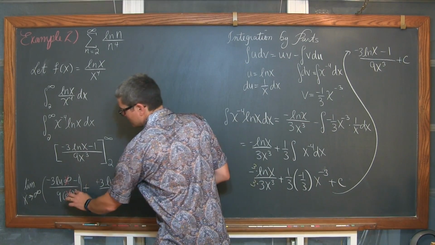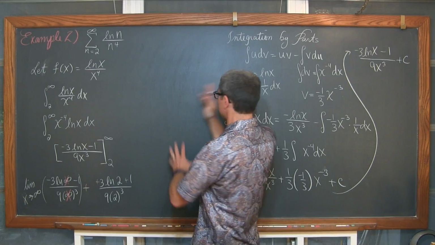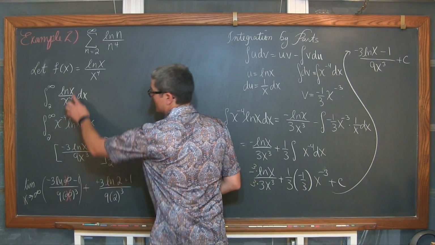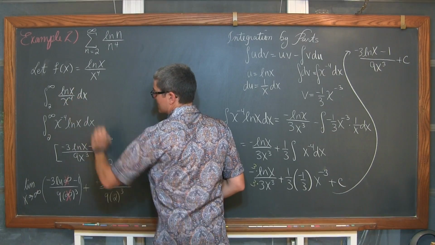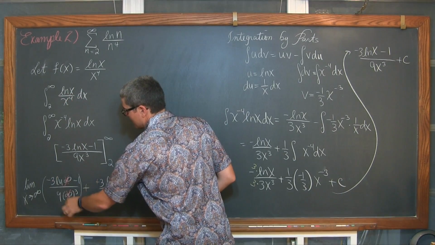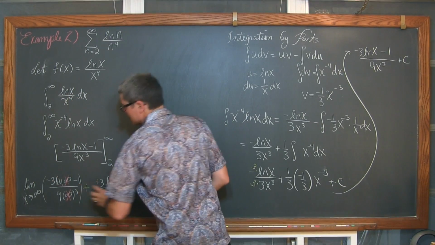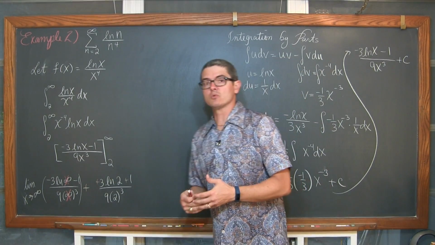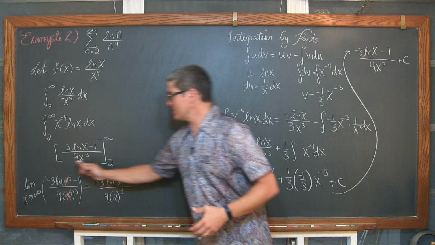And again, I don't want to show L'Hopital's rule again just because of time, but we have a very similar situation to the natural log of x over x to the fourth. We have a natural log of x, only now it's over x to the third. That denominator is still going to grow faster than the numerator, and L'Hopital's rule will show us again that that is going to be 0.